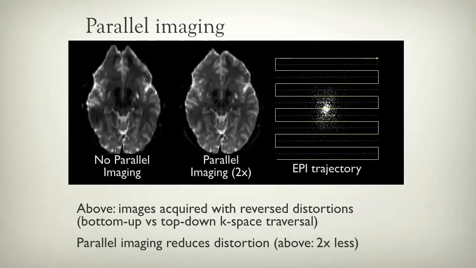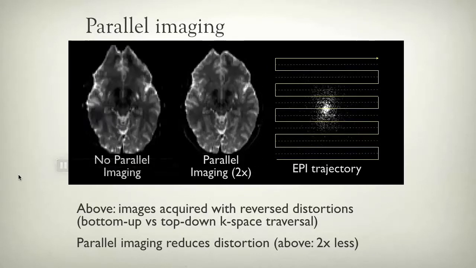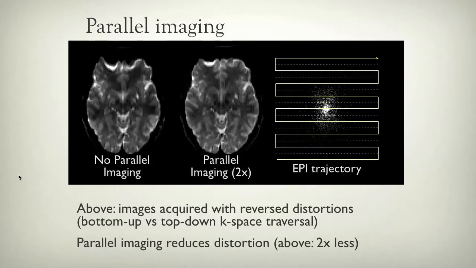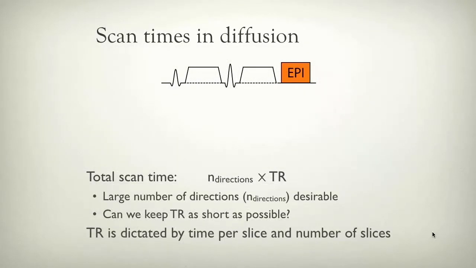So here what I'm showing you are two example EPI images. On the left, there's no parallel imaging acceleration. In the middle, there's a twofold acceleration. And then what I'm showing you are images where I'm flipping back and forth between whether I go from bottom to top or top to bottom. And that has the effect of reversing the distortions. And this is a really useful way of gauging distortions in your images. And you can see that the distortions are much reduced when we use parallel imaging.